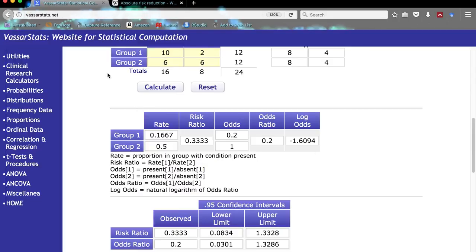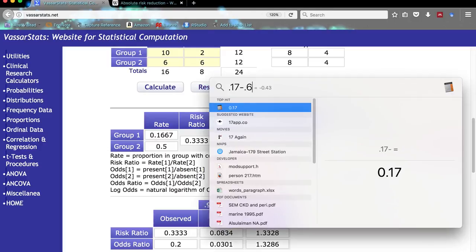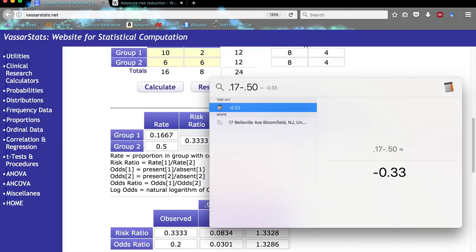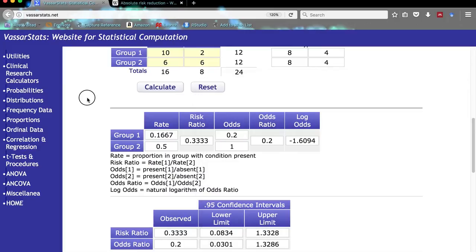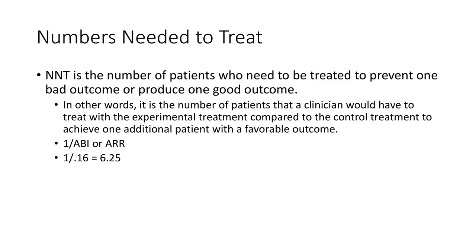But on VassarStats, we can go back and we can look at our rates here. So 0.16 to 0.5. So we've reduced down to 16%. But for some reason, that subtraction is always experimental group first. So we've gone down 33%. And I think that's because if it's a negative sign, that implies that the risk reduction is negative, whereas if it's positive, that's a risk increase. Okay. All right.